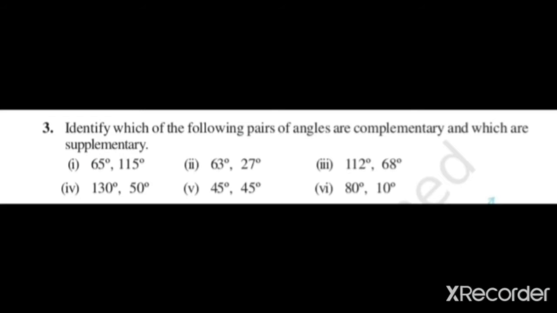Question 3. Identify which of the following pairs of angles are complementary and which are supplementary. To find it out, just add the measurement of both the angles. Add 65 into 115. Answer will be 180. So these are supplementary angles. If you get 90 degree as the sum of the measurement of two angles, then these angles will be complementary angles. In this way you can find out which are the complementary angles and which are the supplementary angles.